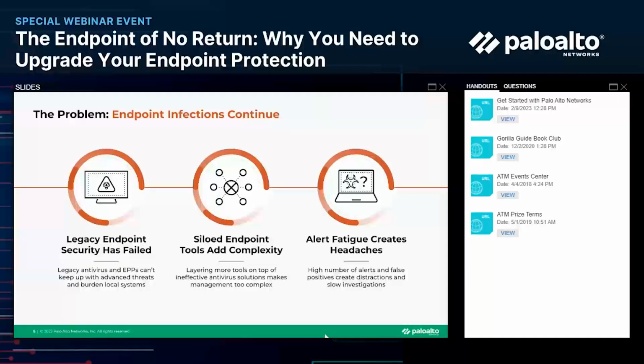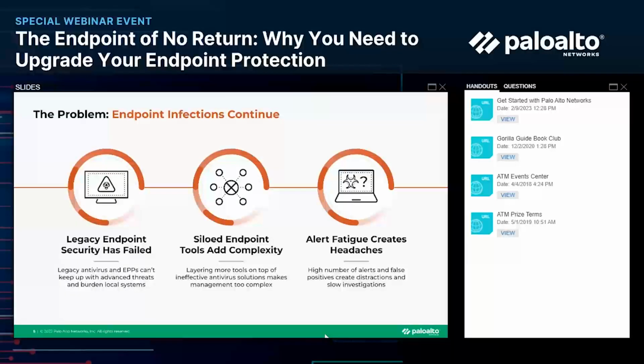These solutions can't keep up with the advanced threats and can actually burden local systems by slowing down performance. It's actually been reported that antivirus alone only blocks about 40% of attacks. So that's really something to think about if your business is currently just relying on antivirus.